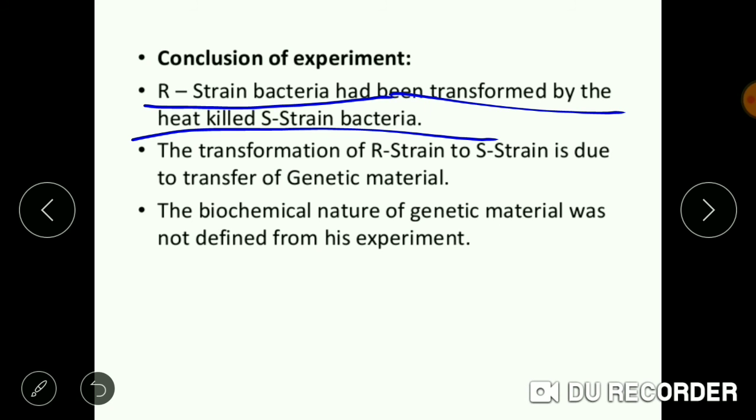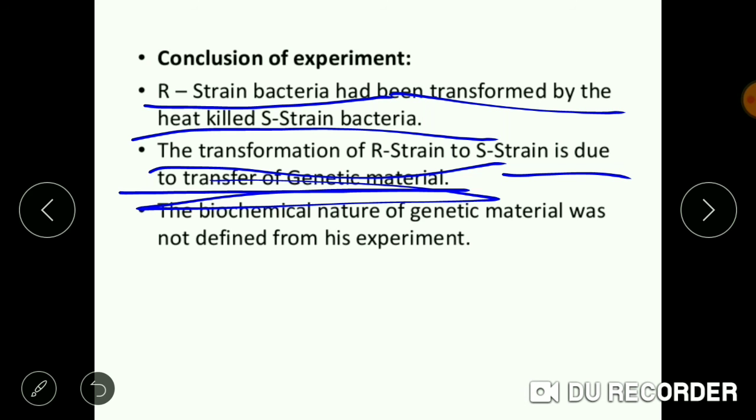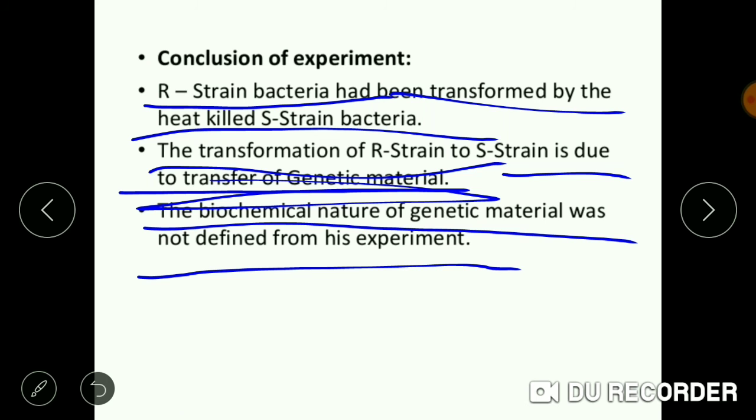So the transformation of R strain to S strain is due to the transfer of genetic material. The biochemical nature of genetic material was not defined from his experiment, which was done later on. So this transformation of R strain has been brought about by the heat killed S strain bacteria.